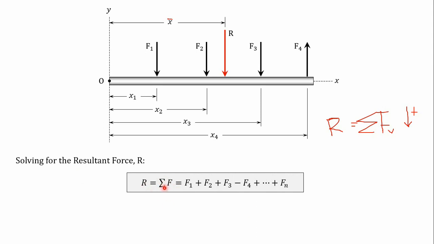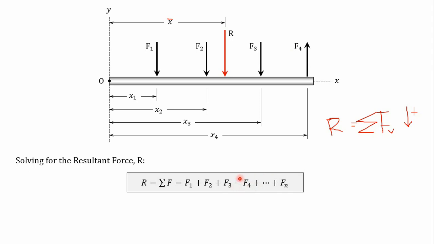So, resultant force is summation of forces is equal to, nag-assume tayo, class, na yung downward force is positive. So that's why plus F1 yan. And then F2 is going downward, so plus F2. And also F3 is going downward, so positive yan, so plus F3. Since yung F4 natin is going upward, and we assume that going downward is positive and going upward is negative, therefore, F4 natin is a negative force. So that's why minus F4 yan, class.